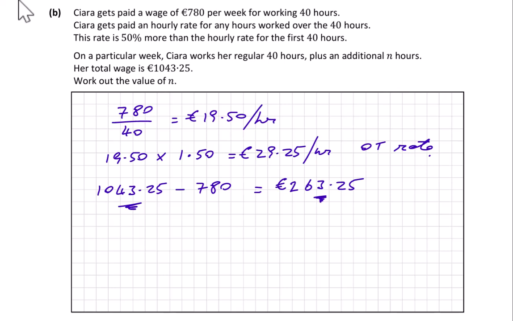So we want to take the 263.25 euros. We want to know how many hours she actually worked overtime. So we take her overtime pay divided by the hourly rate, which is 29.25. And that gives you the number of hours that she actually did overtime, which was 9 hours. So that's equal to the N then.